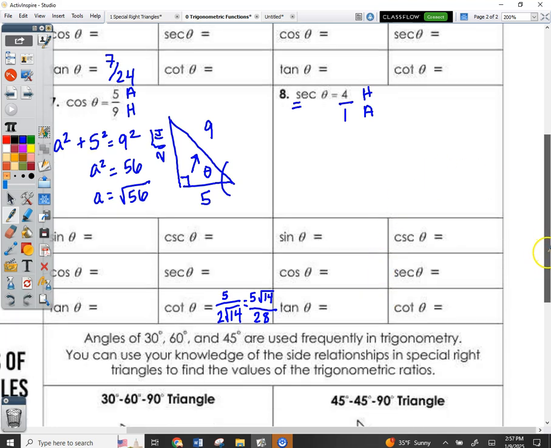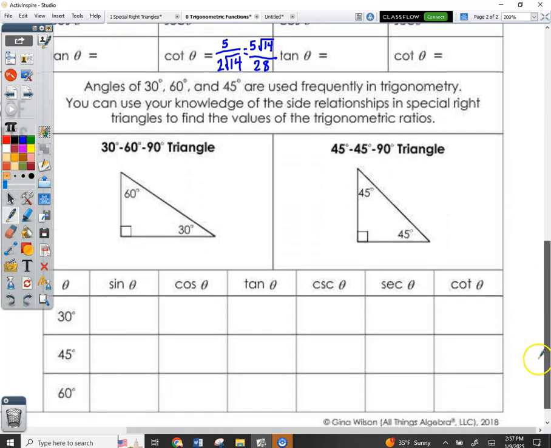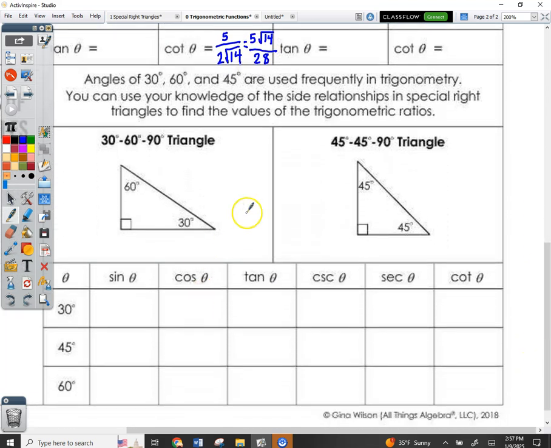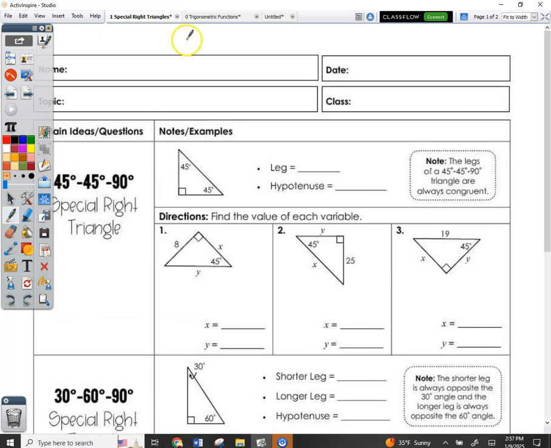And I think that might be it for this paper. This down here is a great chart. We're going to actually fill this in next week with the actual answers. I don't want to work it out yet. I want to skip to this sheet right here.